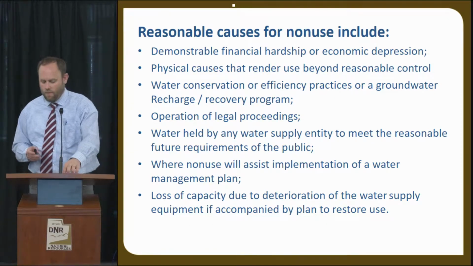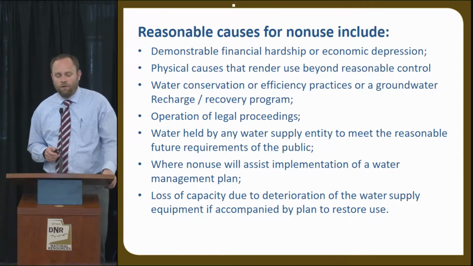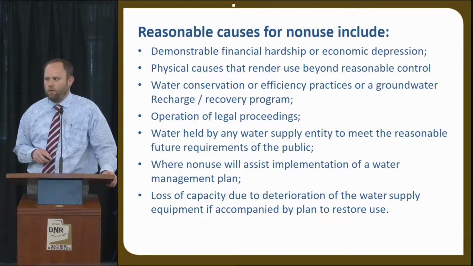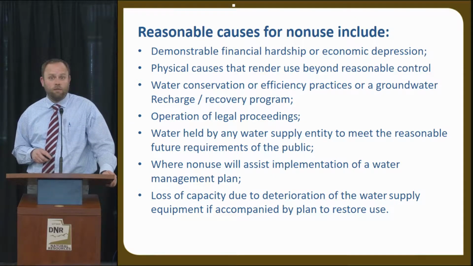Okay. All right, so reasonable causes for non-use include all of these listed. Financial hardship, physical causes that render the use beyond reasonable control, water conservation or efficiency practices, operation of legal proceedings, water held by a water supply entity to meet the reasonable future requirements of the public, where non-use will assist in implementation of a water management plan, loss of capacity due to deterioration of the water supply equipment. In this case, it has to be accompanied by a plan to restore use. Okay?